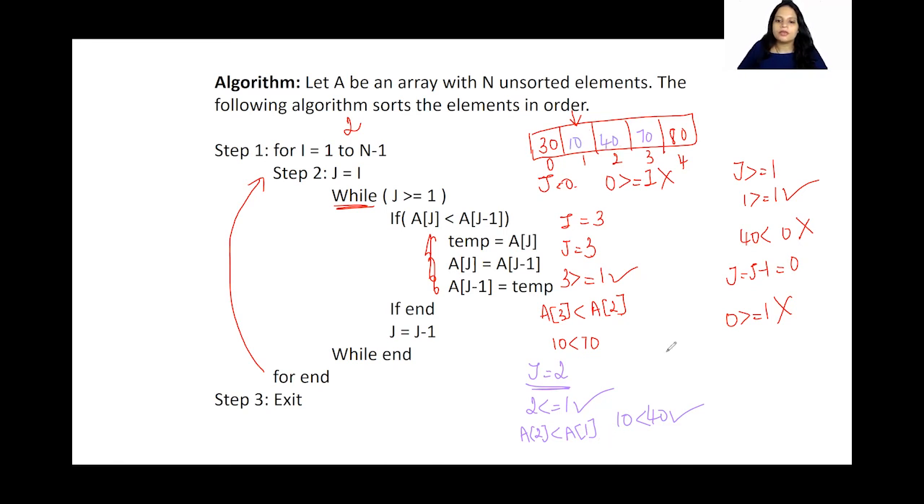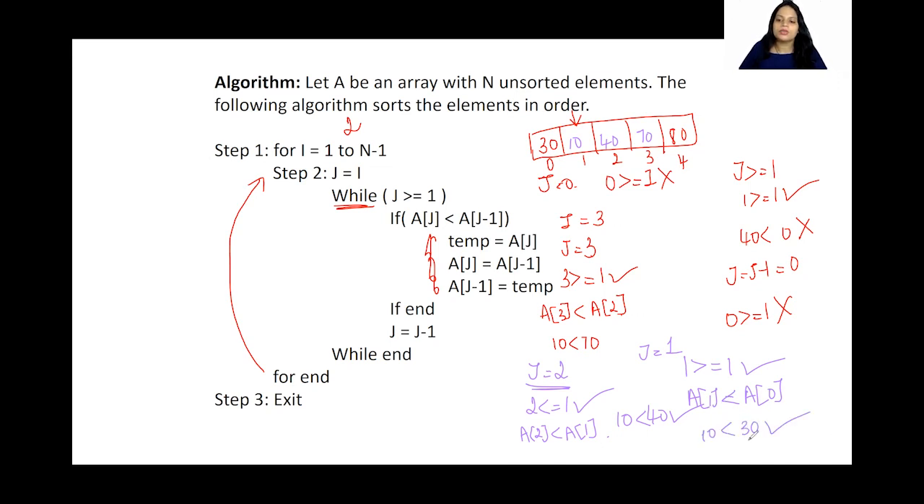So after this, again, what is going to happen? J value is going to get decremented to j minus 1. So j value is going to become 1. I'm checking is j greater than or equal to 1. Yes, this is true. Again, we are going to check if a of j, that is 1, is less than a of j minus 1, which is a of 0. So what is this value? A of 1 is nothing but 10 and a of 0 is nothing but 30.